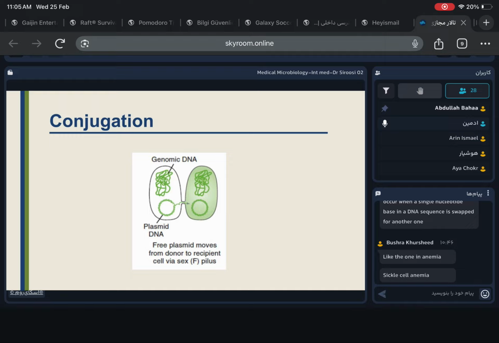And I told you that sometimes plasmids may have genes which are responsible for antibiotic resistance, or sometimes there are genes which are responsible for causing disease. And as you can see, by conjugation, bacteria are just transferring those genes to other types of bacteria. They are just spreading these genes. And that's why I told you that plasmids are very important when it comes to clinics.